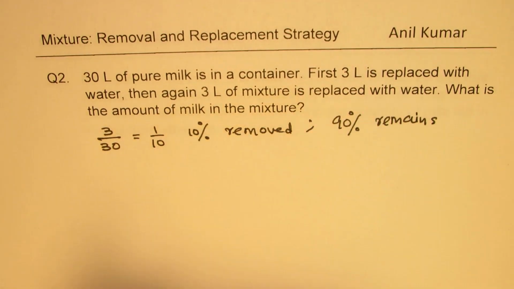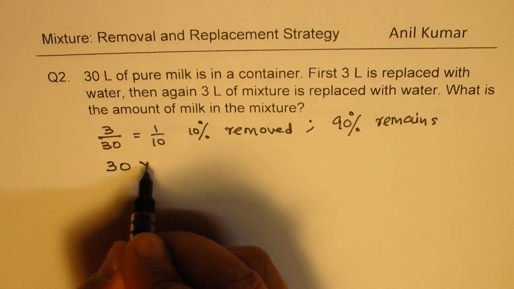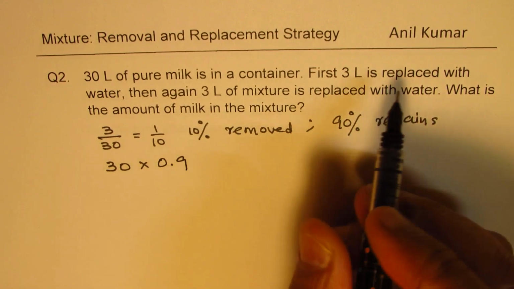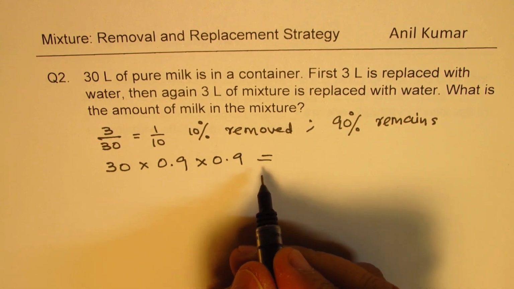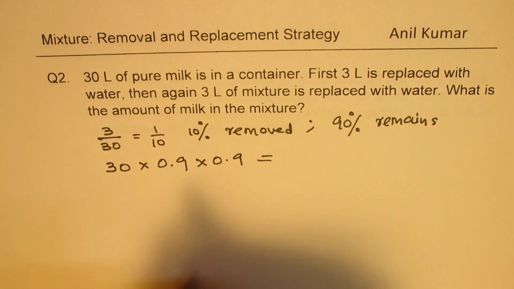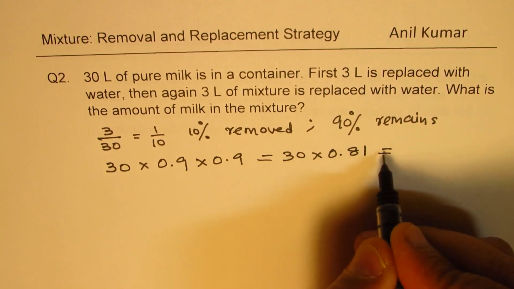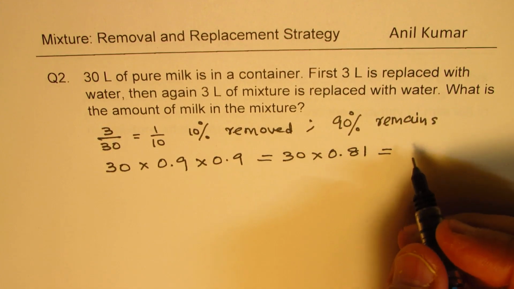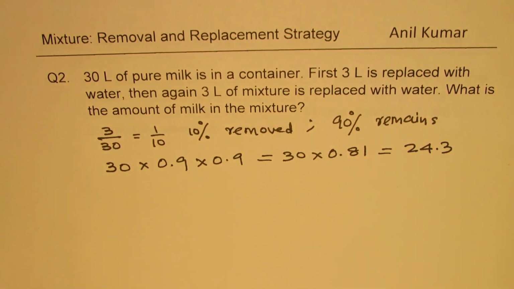Is that clear? So as soon as you read your question, that should get into your mind. This is very important to understand. Now, we started with 30. So 90% remains the first time, then again it is done, so again 90%. That gives you the answer. So 30 times 90% into 90%, which is 0.81, and now you can multiply. So 3 times 1 is 3 and 24, so we get 24.3 as your answer. Is that clear to you?